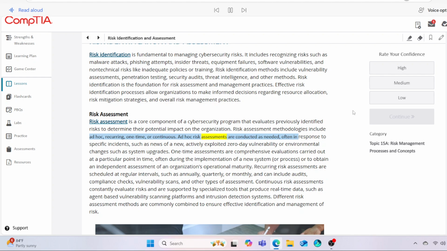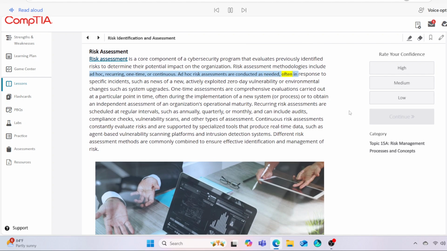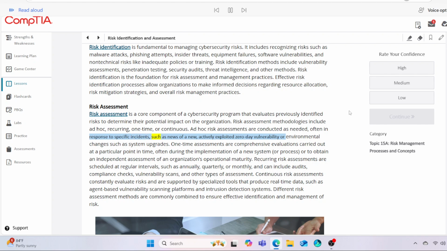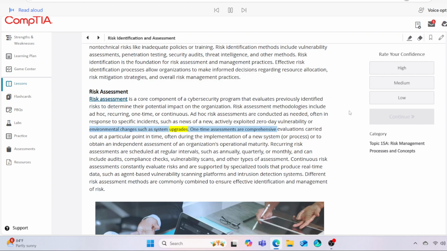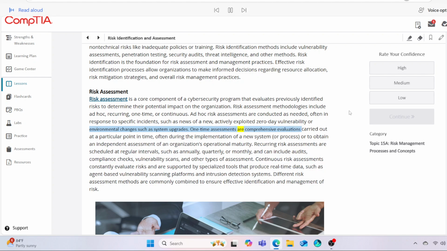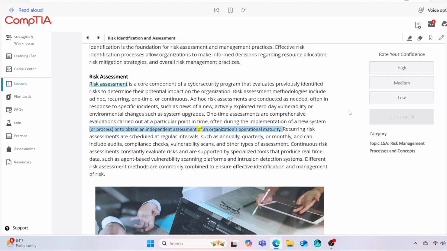Ad hoc risk assessments are conducted as needed, often in response to specific incidents, such as news of a new, actively exploited zero-day vulnerability or environmental changes, such as system upgrades. One-time assessments are comprehensive evaluations carried out at a particular point in time, often during the implementation of a new system or process, or to obtain an independent assessment of an organization's operational maturity.